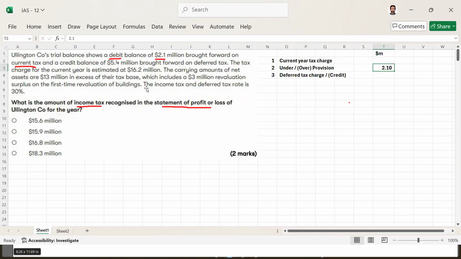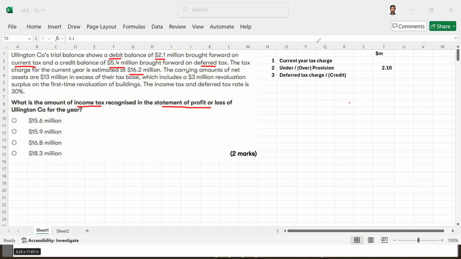And then we proceed with the next one, where we have a credit balance of 5.4 million. So this is related to deferred tax. This means that the opening deferred tax is 5.4 million brought forward on deferred tax. The tax charge for the current year is estimated at 16.2 million. So they have provided us with the opening deferred tax, and they have provided us with the charge for the year. So I told you that there are going to be some easy points here.